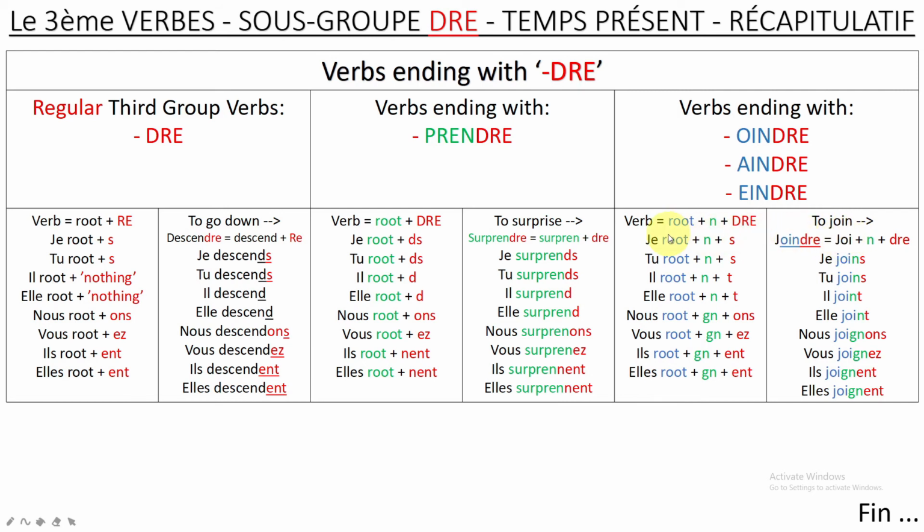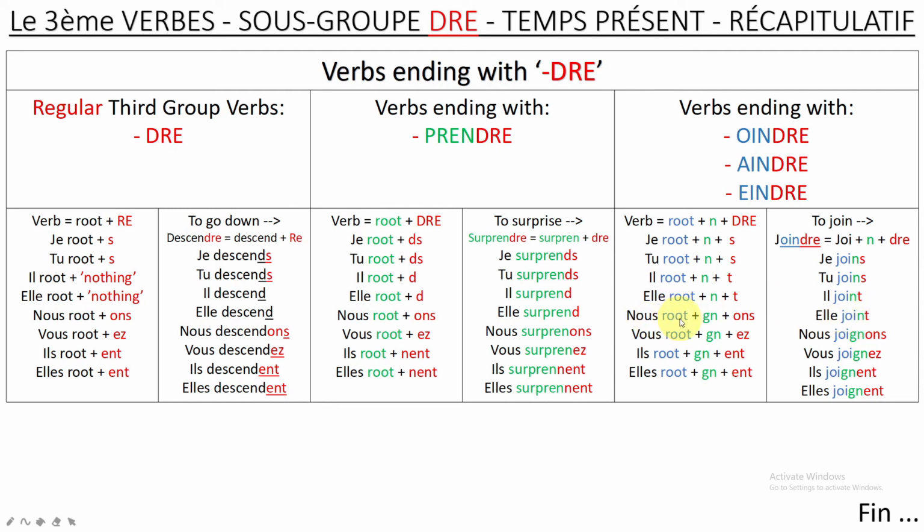Now for je, I need to have that root plus n and then s. So that fixed part plus n plus s. For tu, fixed part plus n plus s. Il, fixed part plus n plus t. Elle, fixed part plus n plus t.